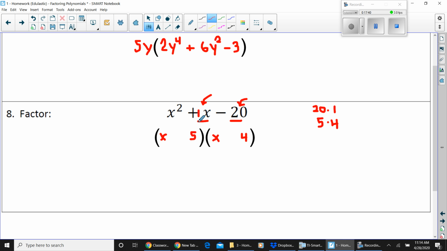I need a 1. So I need to multiply to a negative, which means one has to be positive and one has to be negative. Since this has to come out to be a positive 1, the positive goes with the larger number and the negative will go with the smaller. If you do the distributive property, you'll see that it works out. 5 minus 4 is 1. 5 times negative 4 is negative 20.